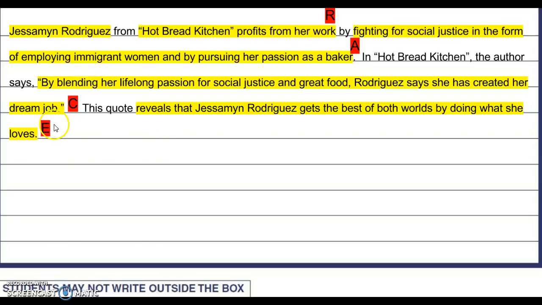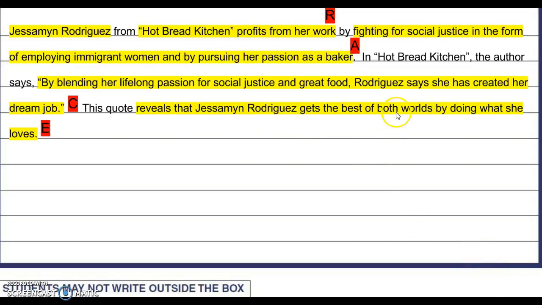And then my last part, which I really don't have to do, that's something important to remember. All I have to do to get a 2 is answer the question correctly, which I've done, and provide evidence from the text, which I've done. But any good answer usually has some kind of concluding sentence. So here's what we have. This quote reveals that Jessamine Rodriguez gets the best of both worlds by doing what she loves.